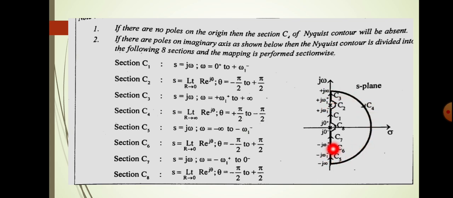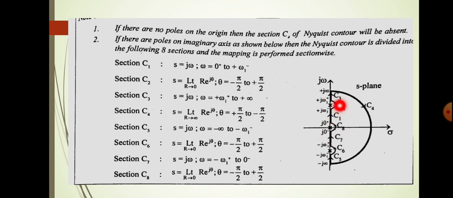Around the first pole there is a semicircle path. Around the second pole there is another semicircle path like this. And we have to solve for each and every term separately. First we will solve for C4, next for C5, C6, C7, C8, C1, C2, C3. So first C1, you can see C1 is a linear part and here omega varies from 0 plus to omega 1 minus and S value will be equal to j omega.